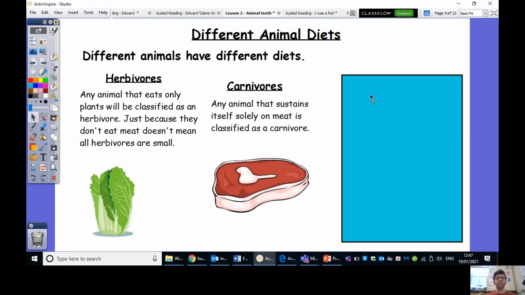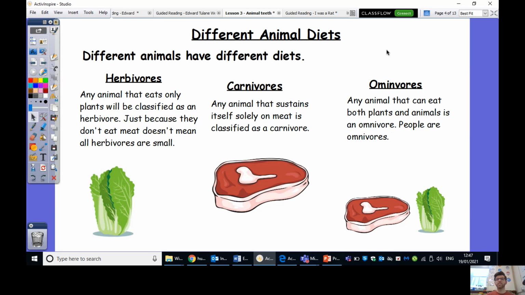So that leaves one last type of animal. Can you guess what this might eat? You might even know the name of it. So these, of course, are omnivores. One more time, repeat after me. Omnivore. Great stuff. Now, an omnivore is an animal that can eat both plants and meat. So humans are a great example of that. We eat both plants and meat, so we are omnivores.